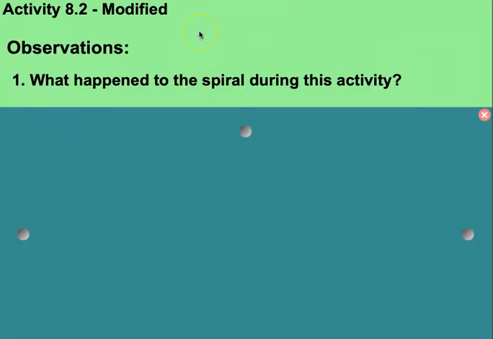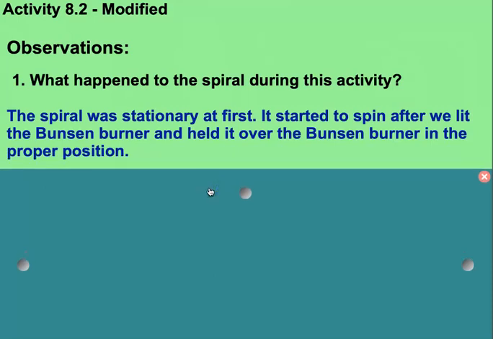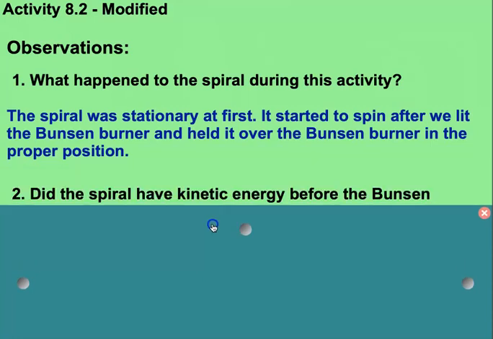So, you were supposed to make some observations, so here are some possible observations you may have made. I just said the spiral was stationary at first. It started to spin after we lit the Bunsen burner and held it over the Bunsen burner in the proper position. You may have noticed positioning the spiral over the burner made a big difference as to how quickly it started to spin and also how fast it would spin.